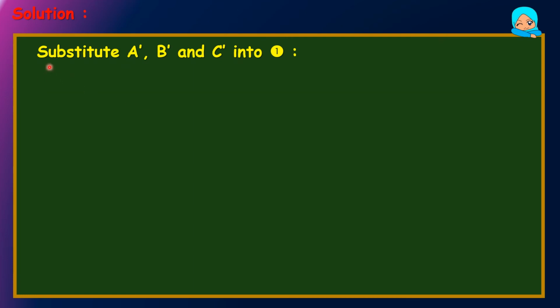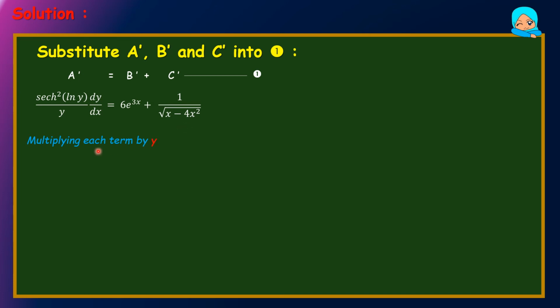Okay, after that, we substitute a prime, b prime and c prime into equation 1. We recall back equation 1. We have a prime equals b prime plus c prime. And then we substitute a prime equals sec squared ln y over y dy over dx, b prime equals 6e^3x, and c prime equals 1 over sec x minus 4x squared. Okay. And then we multiply each term by y to eliminate the denominator y here.